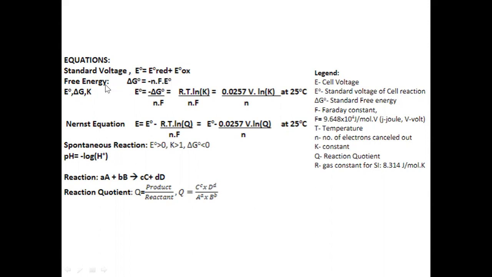Now let's proceed with the free energy. Free energy is represented as delta G naught, which is equal to negative N multiplied by F multiplied by E naught.